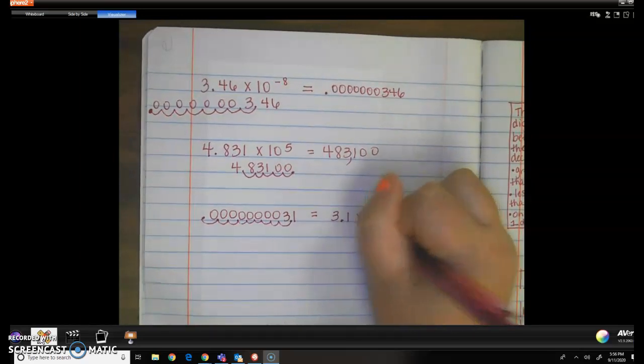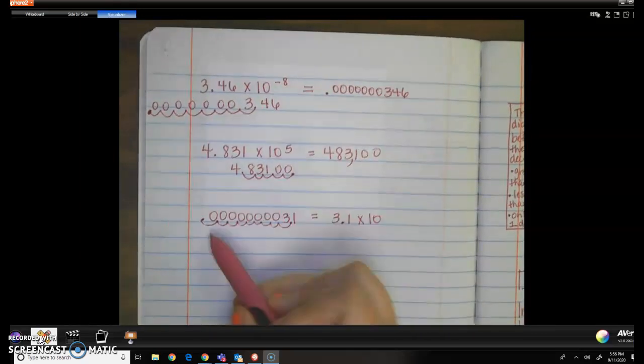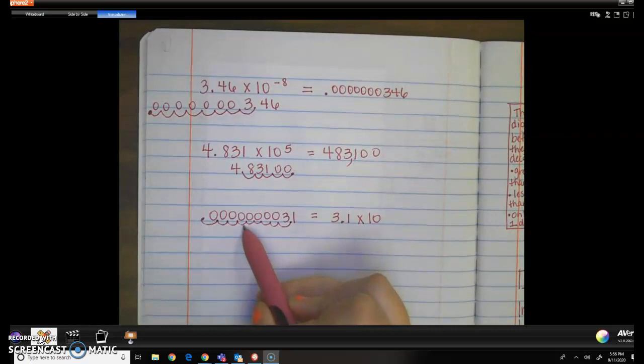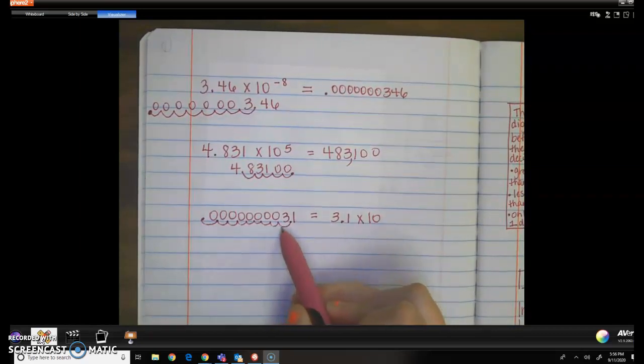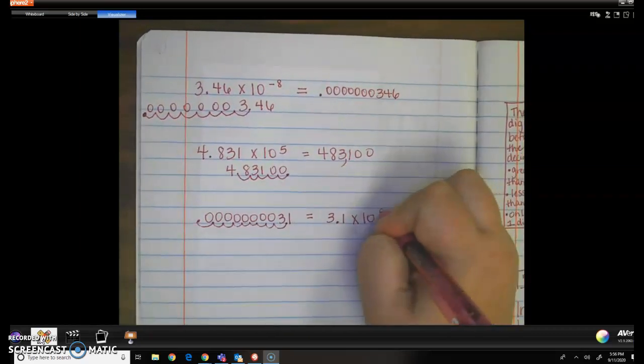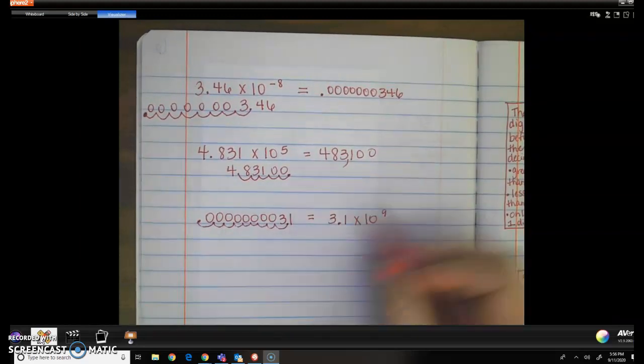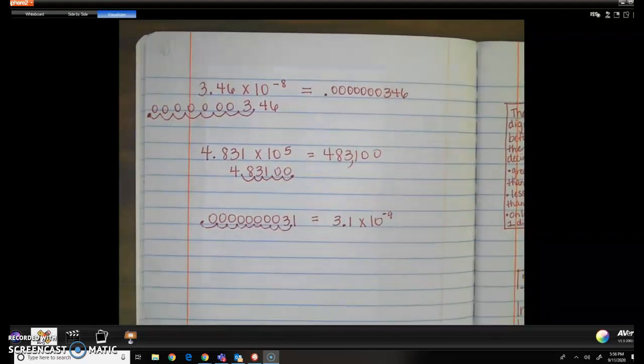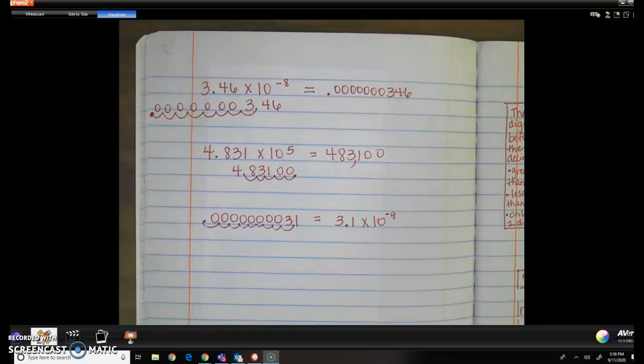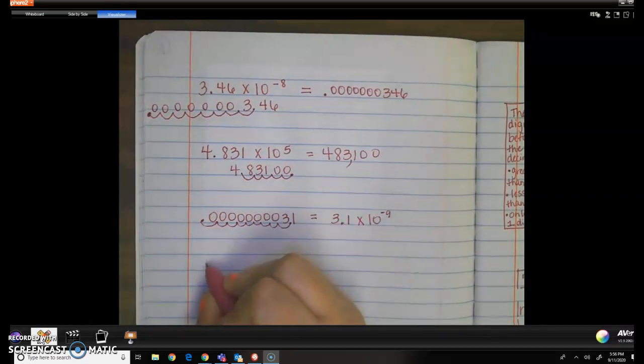Always times 10. And I'm going to count my loops. 1, 2, 3, 4, 5, 6, 7, 8, 9. I moved it 9 times. That is a small number, so it's a negative. And then let's look at a big number.